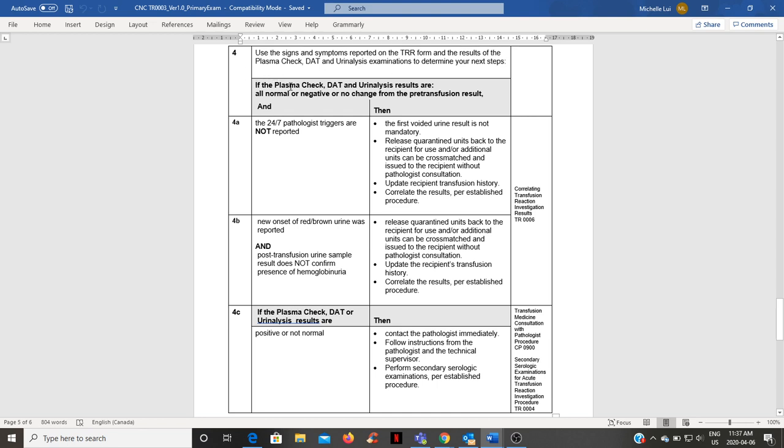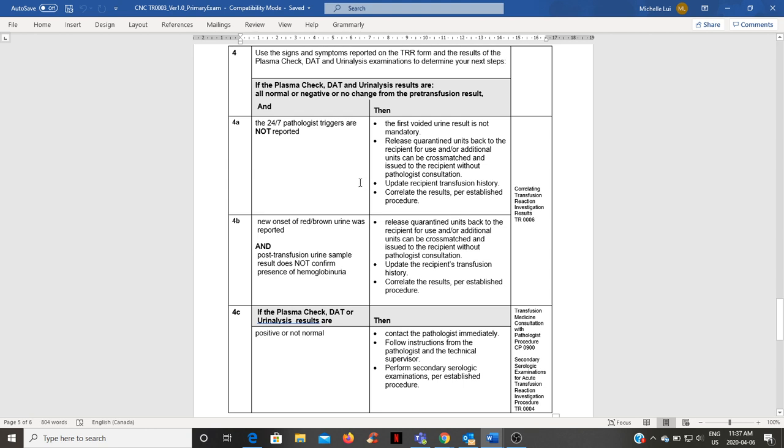Let's see, if the plasma check, the DAT, and the urinalysis are all normal or negative or no change, no path triggers, this means the urine isn't mandatory. You can release the quarantined units, and additional units can be cross-matched and issued to the recipient without pathologist consultation. Okay, update the recipient transfusion history, correlate the results, as in procedure number 6 there, which might be done by a supervisor. So that's where this procedure or this case actually went.